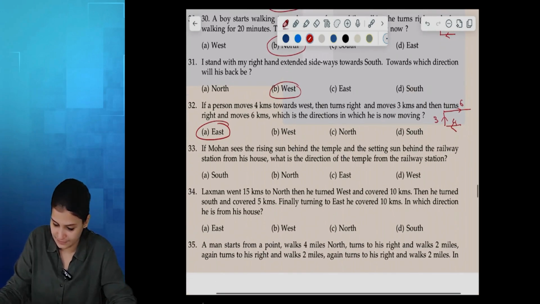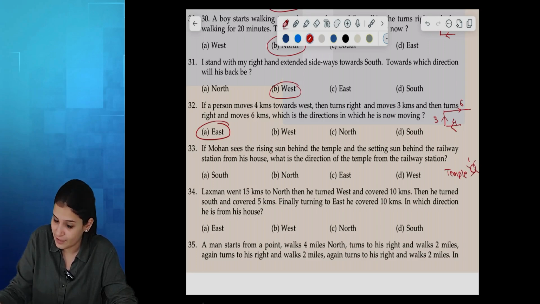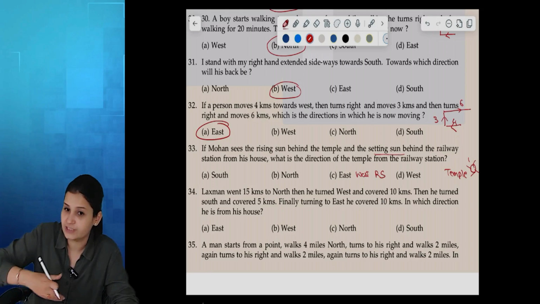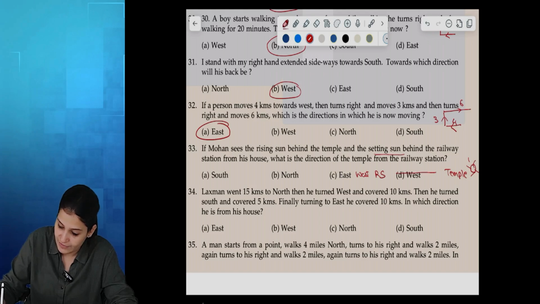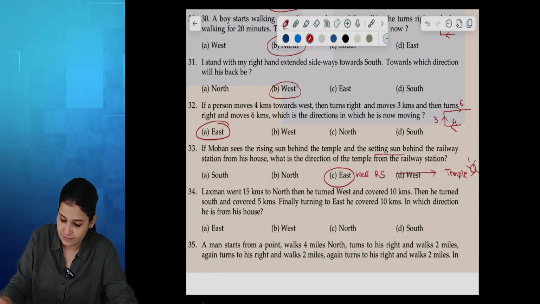33. East. Rising sun behind the temple. So if this is the temple, this will be the sun in the east side in the morning. The setting sun behind the railway station. So the railway station has to be on the west so that the sun comes from behind. What is the direction of the temple from the railway station? The temple has to be on the east side.